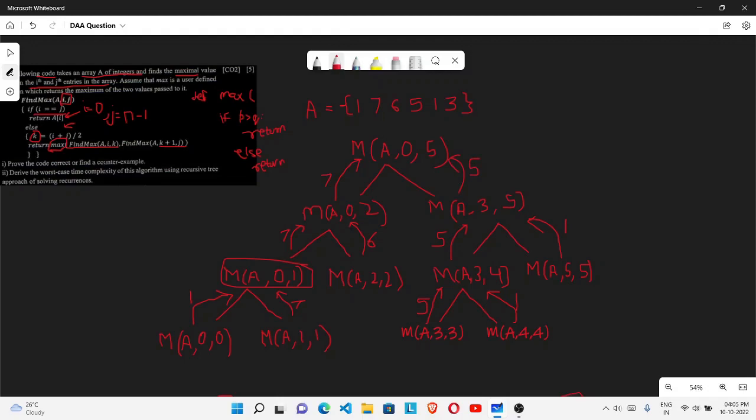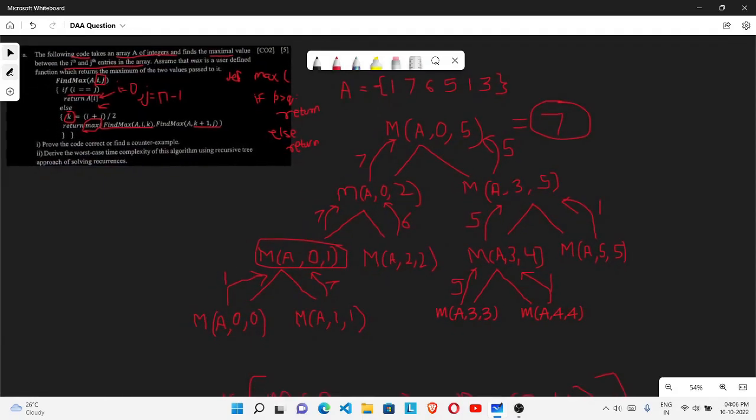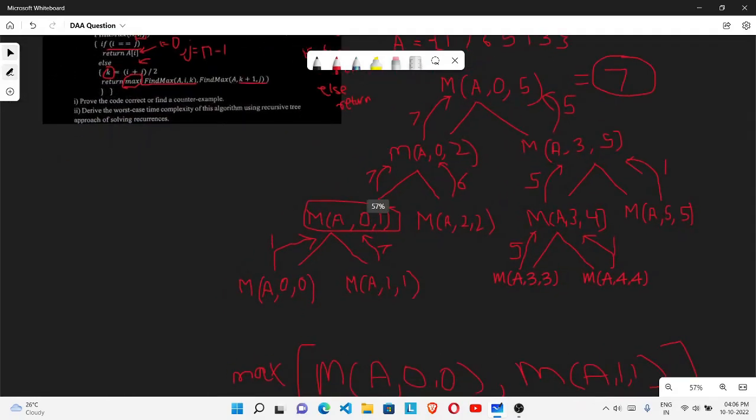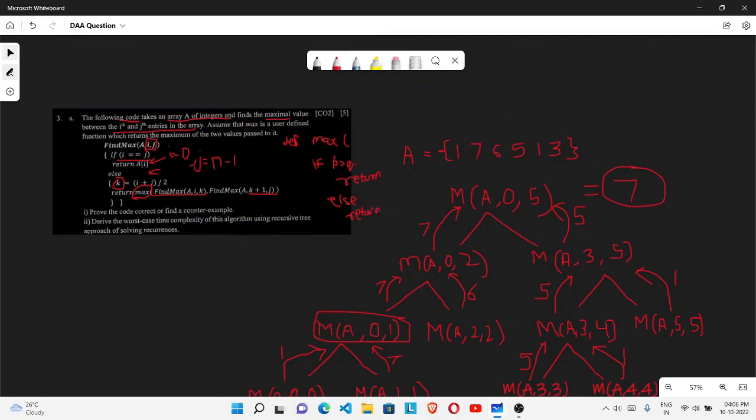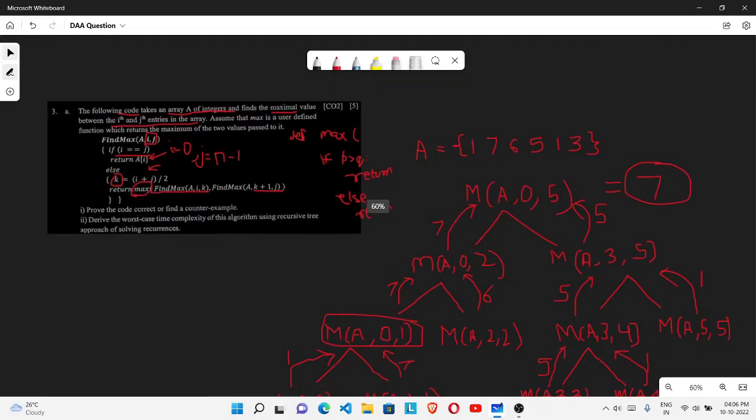Alright, so now this is the final function call. This is the first function call actually, and from this it got divided into all this recursion tree. So this one will compare 7 and 5, and it will finally print out 7. So as you can see, the code is entirely correct. So there is no way to find a counter example for this code.